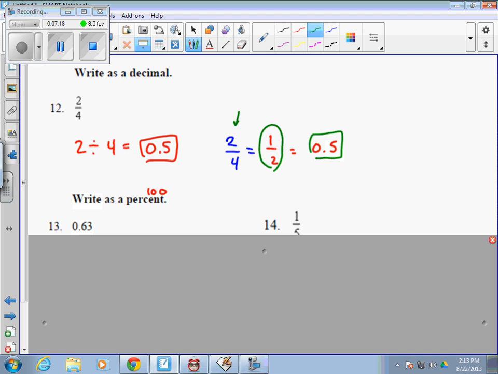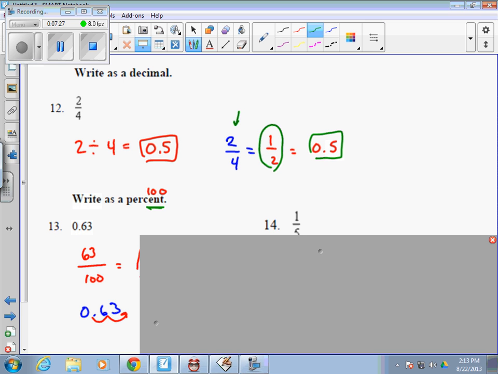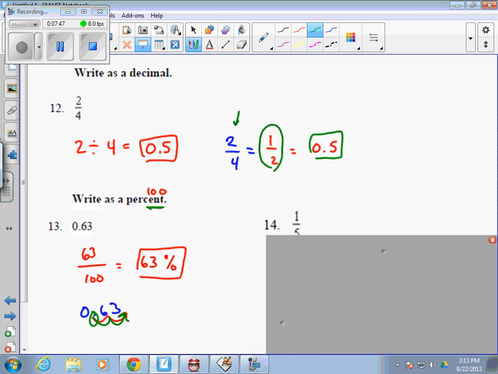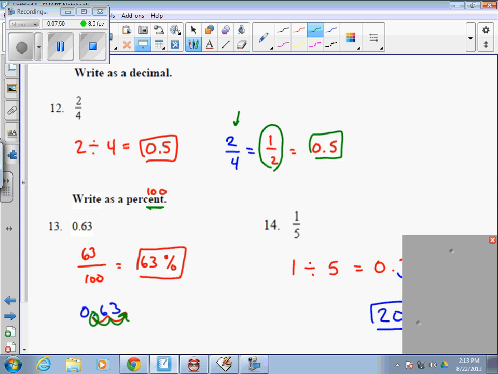Number 13 and 14 ask you to write them as a percent. Percent means per 100. So 63 per 100 means 63%. Another way to do it, just like we turn percentages into decimals by moving the decimal to the left, in order to turn a decimal into a percent, you move it 2 times to the right. So if you start with the decimal there, you move it once, twice to the right, you get the same 63%. Changing 1/5 into a percentage, 1 divided by 5 gives you the number 0.2. Again, just like the last one, once you have 0.2, move that decimal over 2 spots to the right to get 20%.